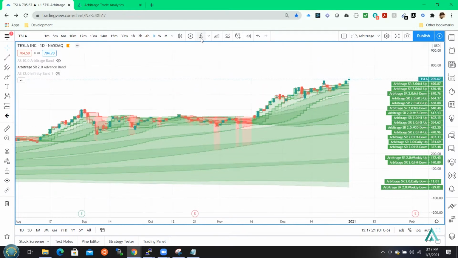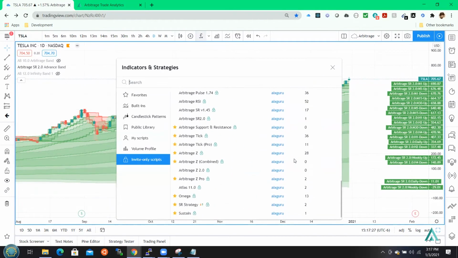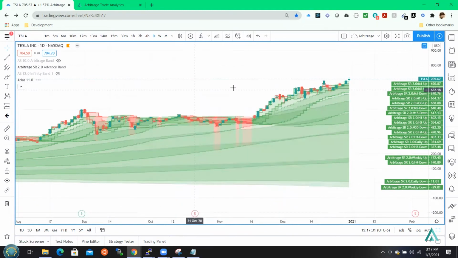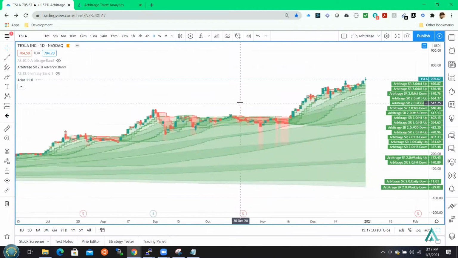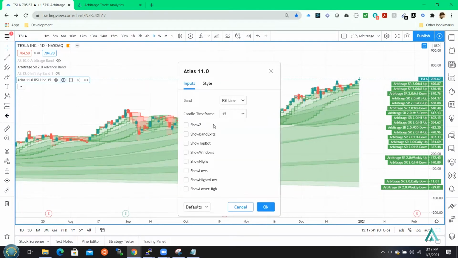In addition to this, we've made some changes with Atlas. Atlas is going to be version 12.0. This version is still in beta because we're still adding and subtracting things, just like these other versions of the indicator. Atlas 11.0 basically got rid of the band because we moved that band over to SR. We also got rid of the range.